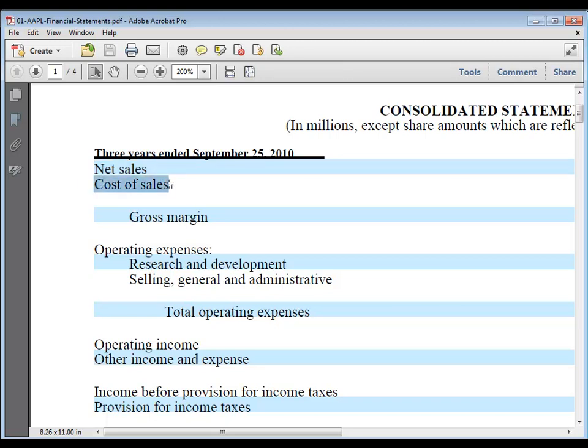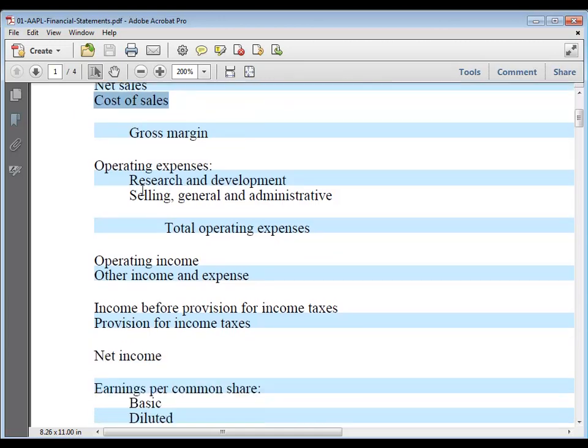Now the cost of sales right here, also known as the cost of goods sold, corresponds to how much it actually costs to sell all those iPhones, iPads, and iPods, and other computers and laptops. So the cost to actually manufacture them and then ship and distribute them to the consumers who are buying them. The operating expenses here correspond to how much it costs to develop those items in the first place and then how much it costs to sell them.